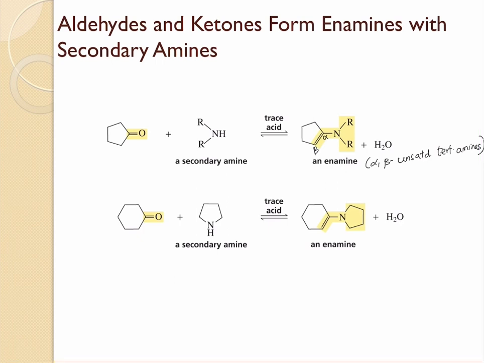Now, why is this compound called an enamine? Because we have a double bond. For a double bond, we generally use the term "ene", right? And you also have an amine. And therefore, both put together, ene plus amine equals enamine. Just like the imine formation, the enamine formation also needs a trace amount of acid.